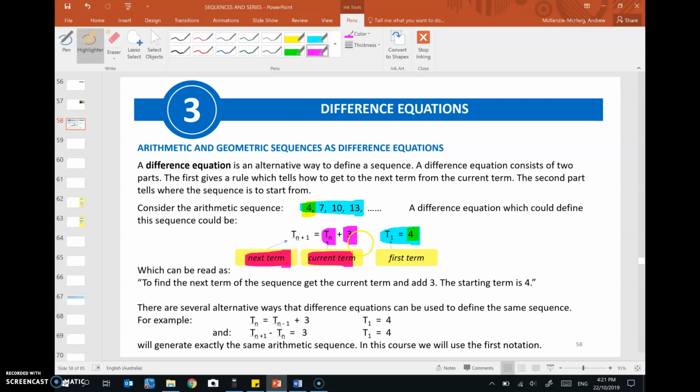So you can see this sequence, we're going to start at 4. We add 3 to 4 and we get 7. We add 3 to 7, we get 10. We add 3 to 10, we get 13, and so forth. So the next terms would be 16, 19, 22, and onwards, going up in 3s. Pretty simple, really.